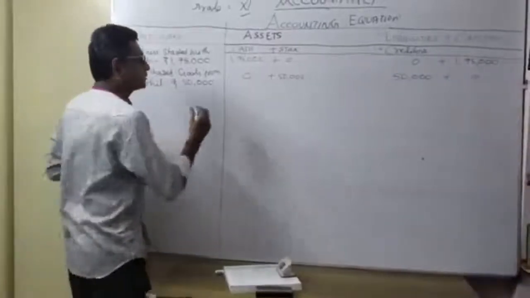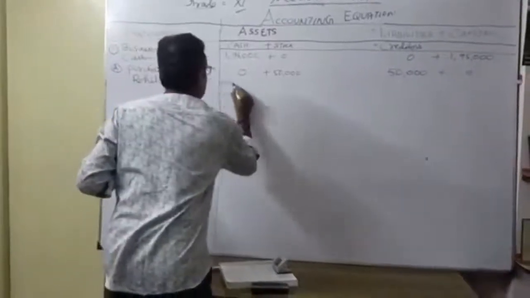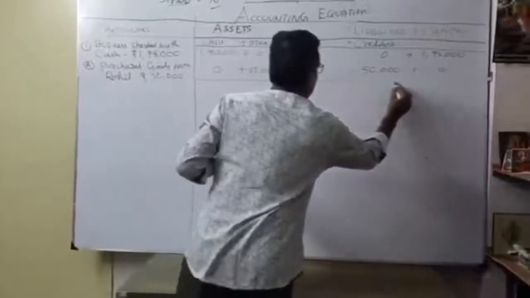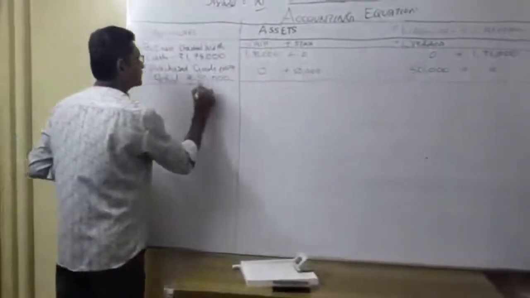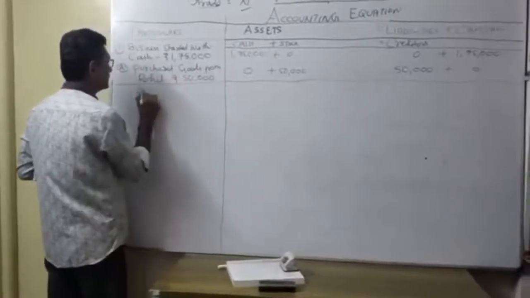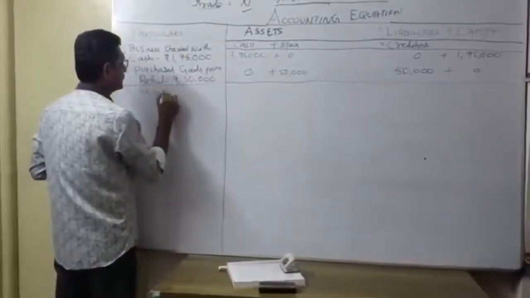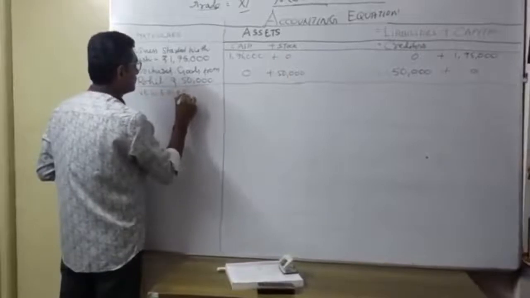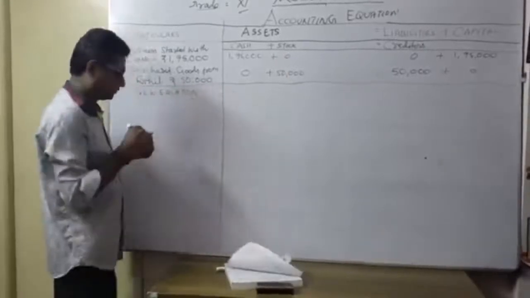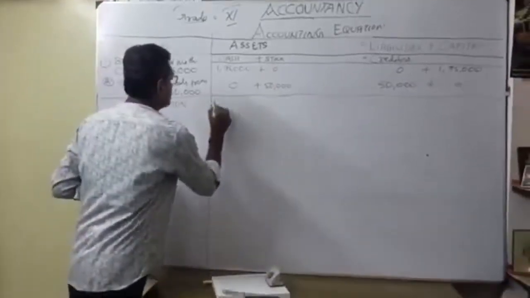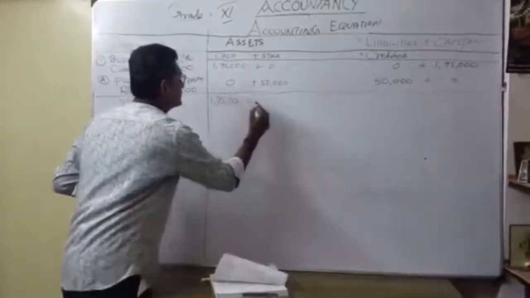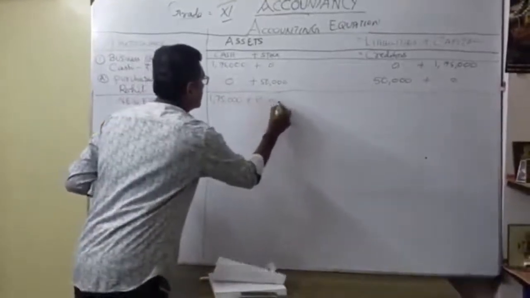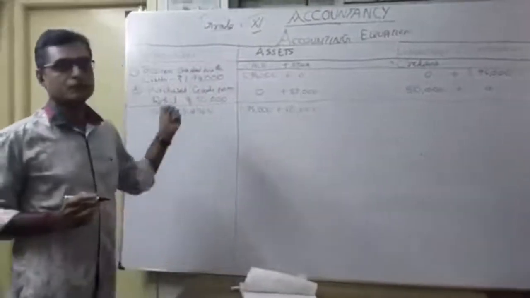Now your duty is to put one line. This is called the new equation. So what is the new equation? Cash 1,75,000. My stock, how much? 50,000. If you total it here, it is 2,25,000 on this side.